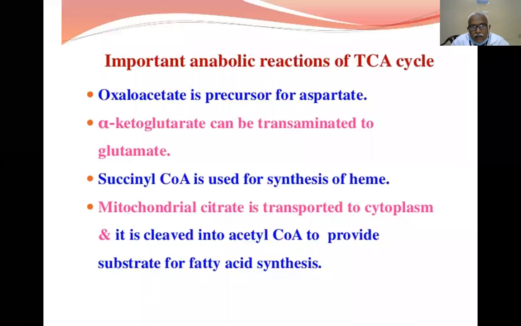So, important anabolic reactions of the TCA cycle. Just remember, oxaloacetate is the precursor for aspartate. Just now we have seen. Alpha-ketoglutarate can be transaminated to glutamate. Succinyl-CoA is used for synthesis of heme. That's the starting material for heme biosynthesis, succinyl-CoA. So that's why we depend on a carbohydrate diet for the synthesis of heme.